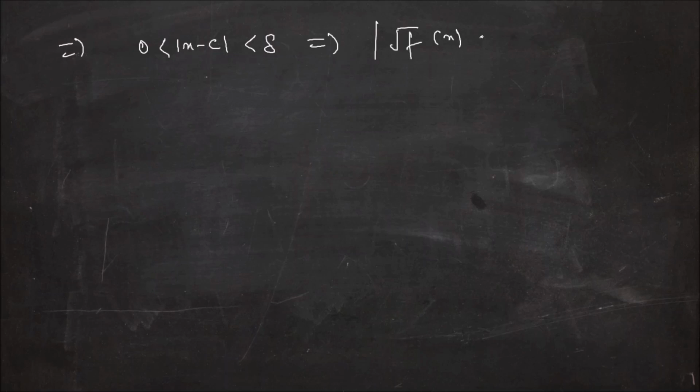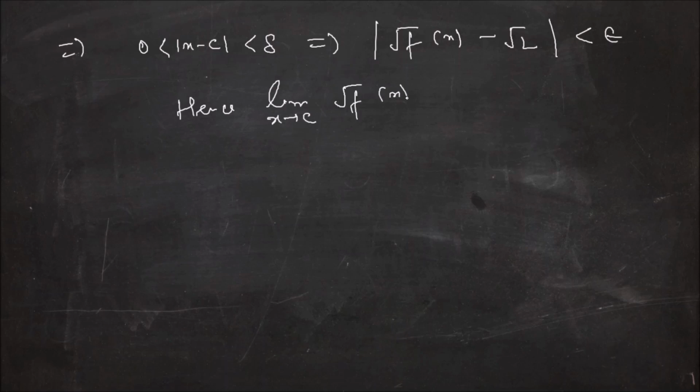So this implies 0 < |x - c| < delta implies |root of f(x) - root L| < epsilon. Hence, limit as x tends to c of root of f(x) is equal to root L, and root L is nothing but root of limit as x tends to c of f(x).